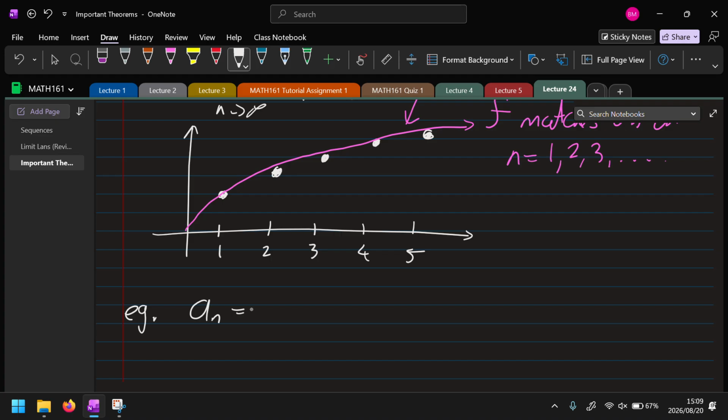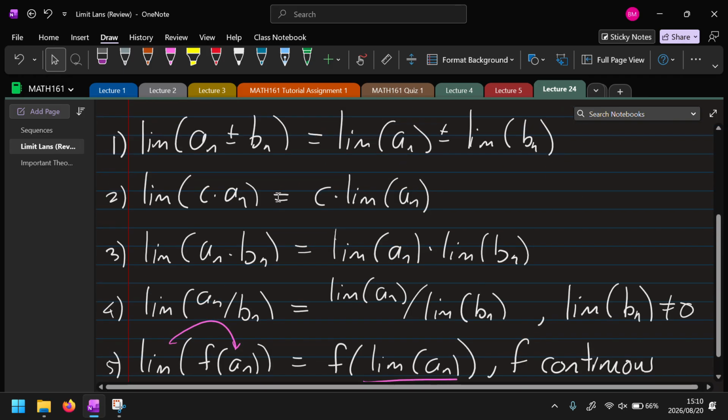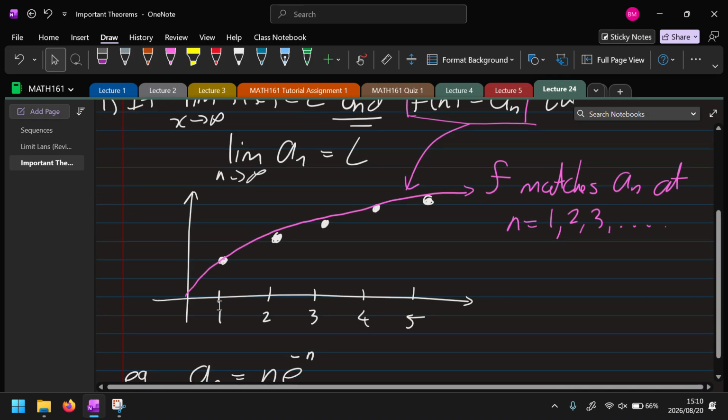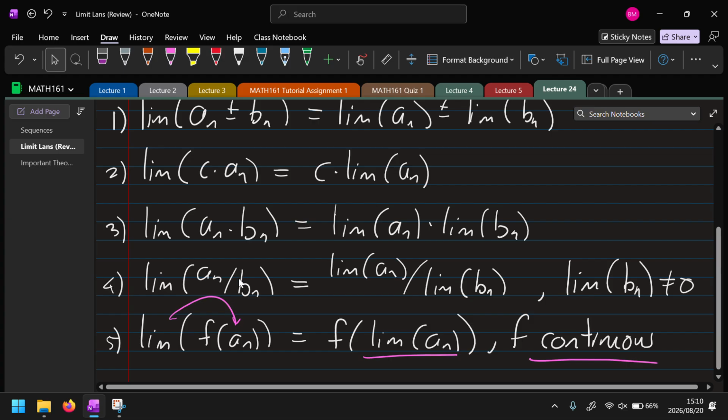Let's say we have a sub n is n e to the minus n. And we want to take the limit of the sequence. Now, if we go back to our limit laws, none of these limit laws is going to help us, right? Because if we look at the problem, the first part here, n in the product, that diverges, right? When n goes to infinity, that diverges. So we can't use any of these product laws or quotient laws or anything here because that n diverges. It's not going to work.